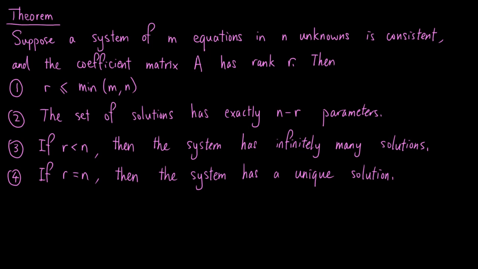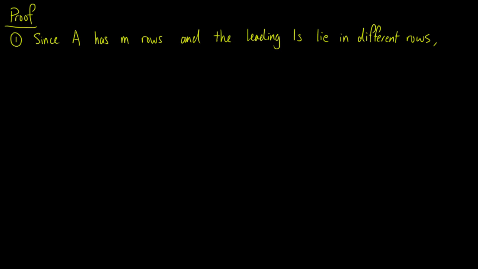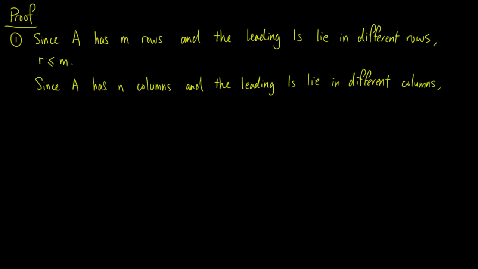Let's prove these results one by one. For the first point, since A has m rows and the leading ones lie in different rows, r is less than or equal to m. Similarly, since A has n columns and the leading ones lie in different columns, r is less than or equal to n. So r is less than or equal to both m and n, which means that it has to be less than or equal to the minimum of m and n.